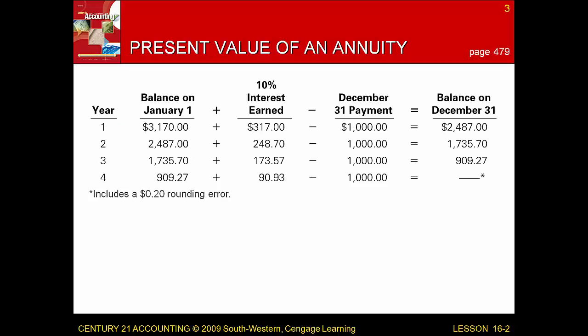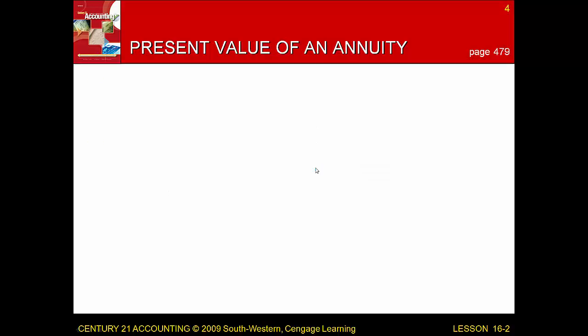The present value of an annuity. And this key spot right here is what makes this an annuity, because on a specific date, we're making the same equal payment. So we're saying on December 31st of year 1, $1,000, year 2, $1,000, year 3, year 4. Equal payments. That makes it an annuity. So how did we get these numbers? Well, let's walk through that.